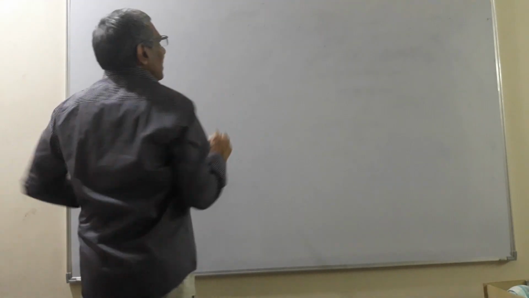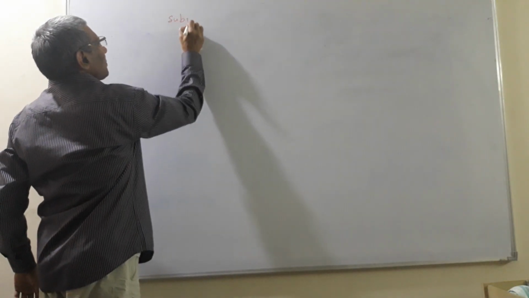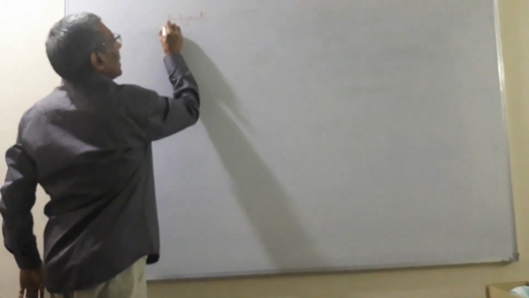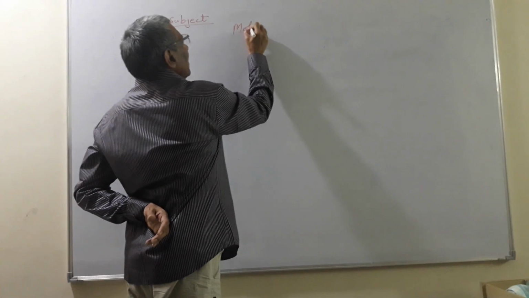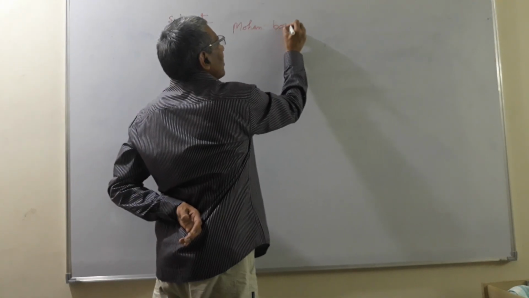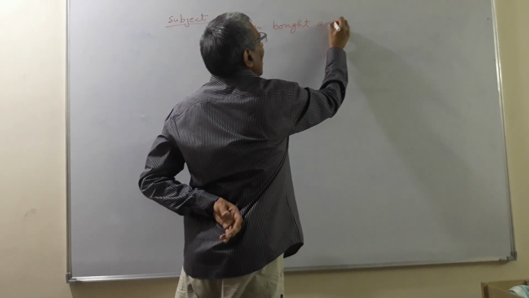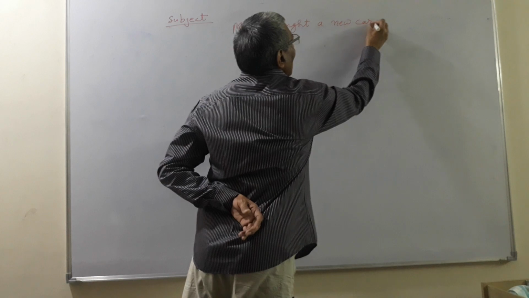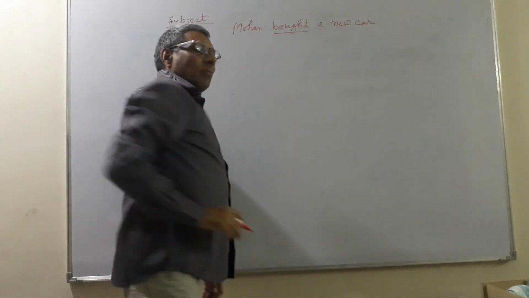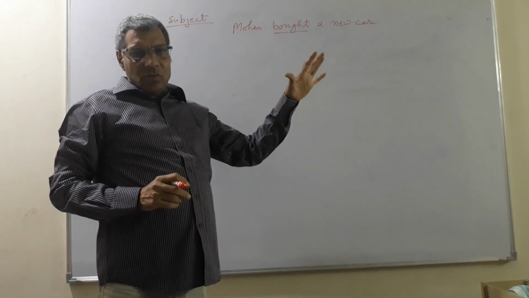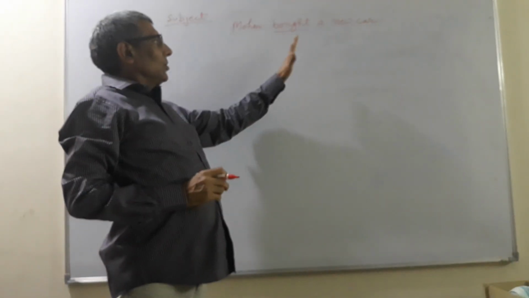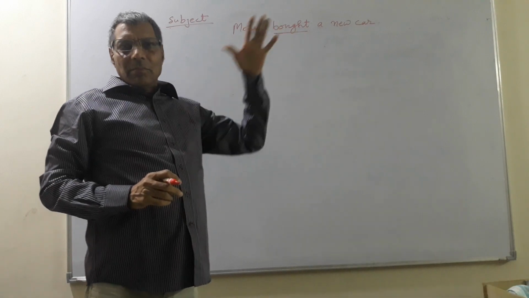For example, noun can be used as the subject. Mohan bought a new car. Bought is the verb and Mohan is the subject of the verb, and Mohan is a noun. So here noun is being used as the subject of the verb bought.